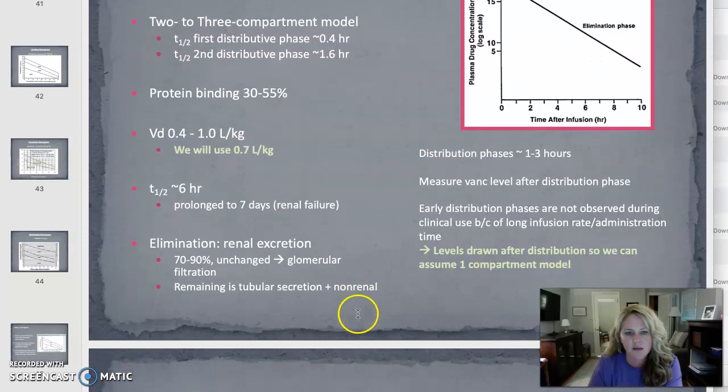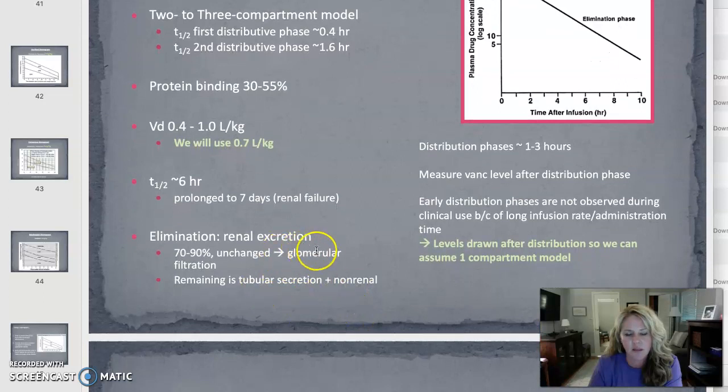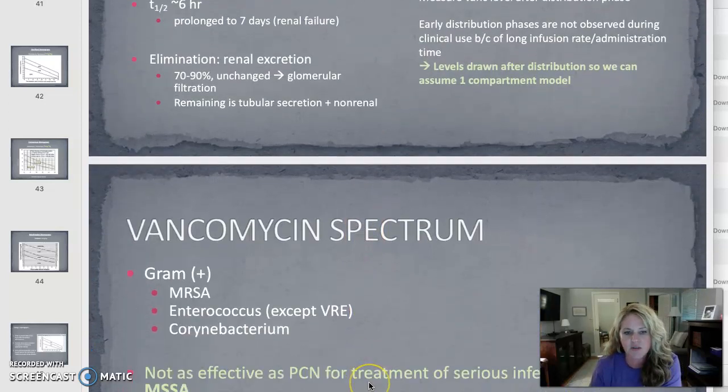Okay, so it is renally excreted, mostly by glomerular filtration. There is some tubular secretion, but mostly glomerular filtration. So levels are not going to be drawn until after that distribution phase, and that's why we can assume that it's a first compartment model. So we won't draw any levels until it has time to distribute out to the tissues.